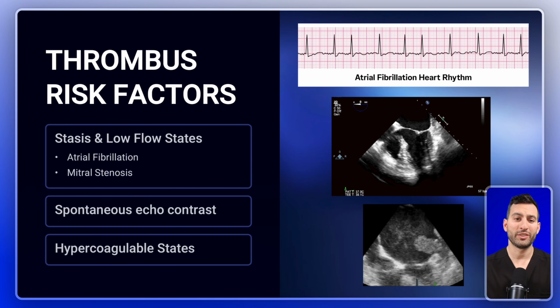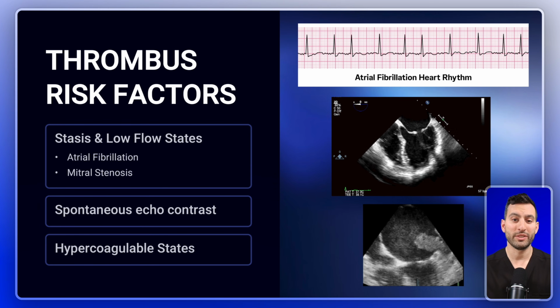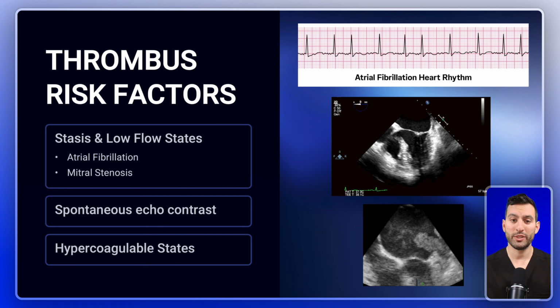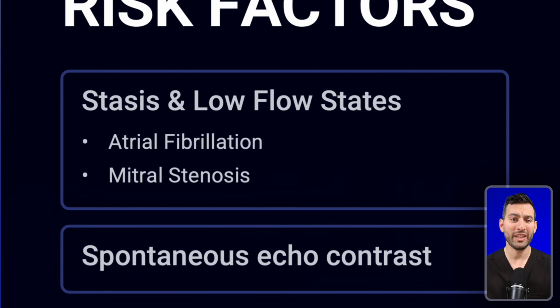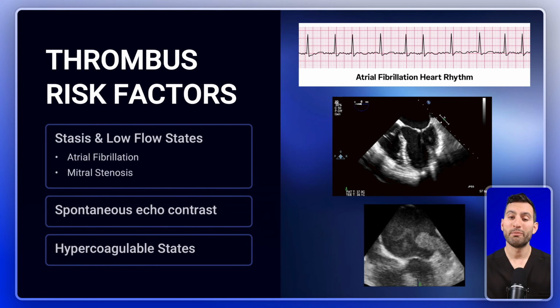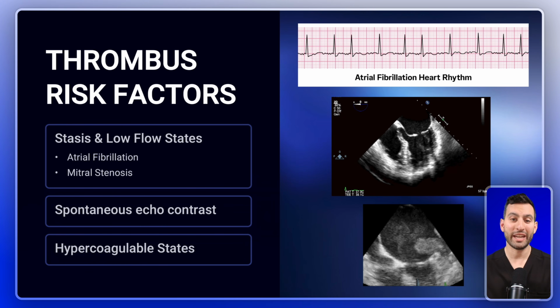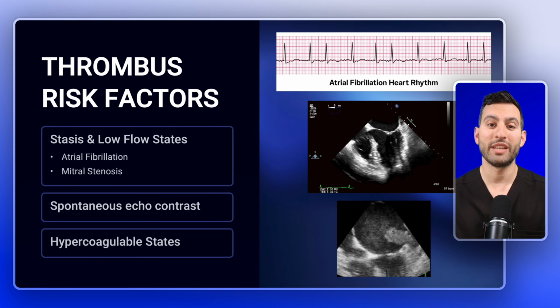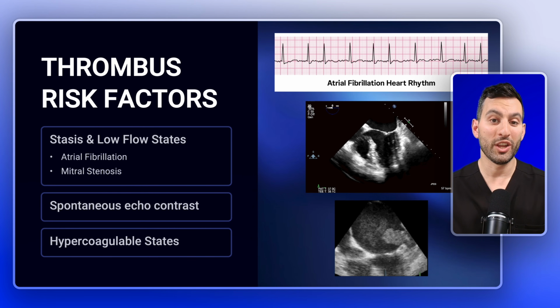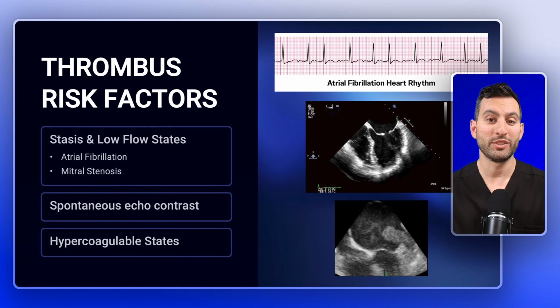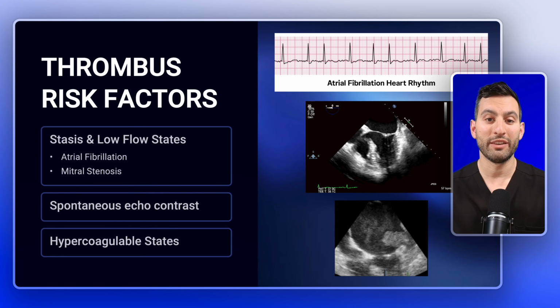What are some of the risk factors for a left atrial appendage thrombus? Well, they can be thought of in a couple categories, but the first category is stasis or low flow states. This can occur in atrial fibrillation, low cardiac output states, or even with mitral stenosis. Of note here, mitral regurgitation is actually protective from thrombus because of the increased regurgitant blood flow into the left atrium, whereas mitral stenosis would increase the risk of thrombus because of the lower flow through that left atrium.